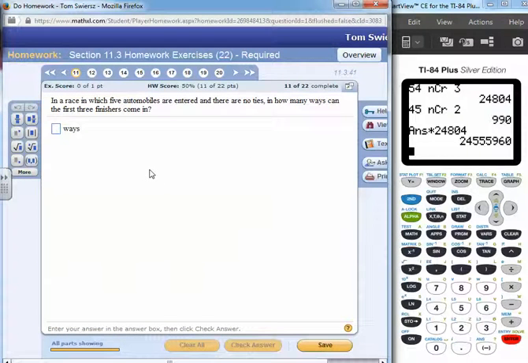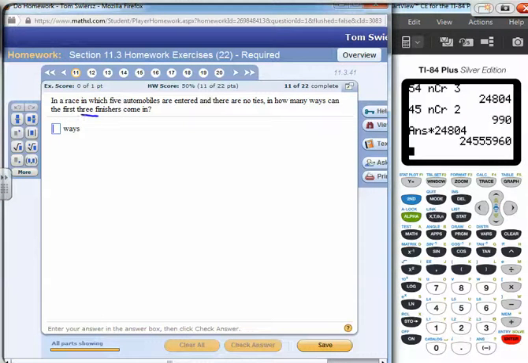Let's look at number 11. In a race, 5 automobiles are entered, and there are no ties. In how many ways can the first 3 finishers come in? The way I interpret this problem is first, second, and third. You're looking at the order, right?